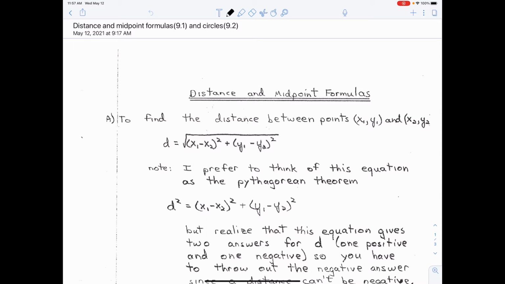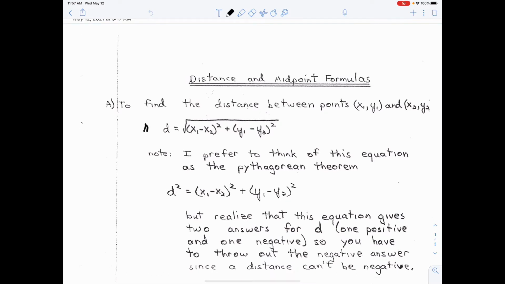Okay, so first of all, distance and midpoint formulas. What we're doing is finding the distance first, and then we'll do the midpoint, between two given points. It doesn't matter what the points are. Now, the thing I want to mention is this. This right here is the distance formula.